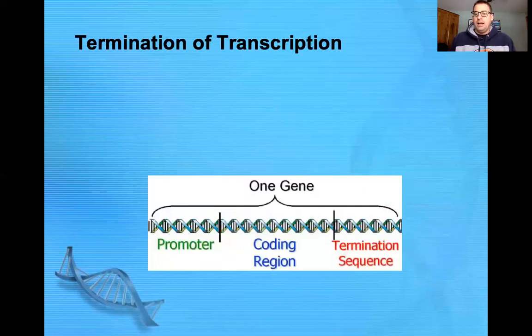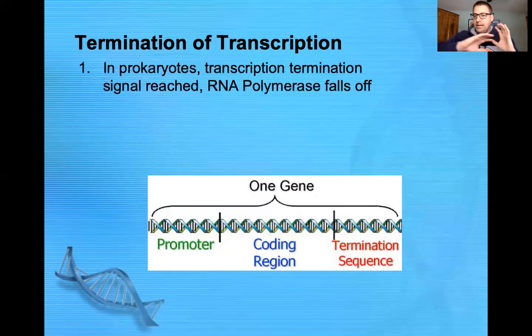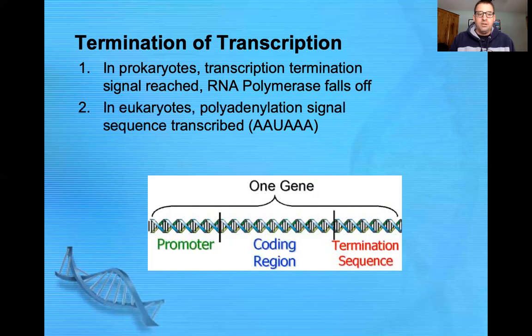Okay, now, what signals the end of transcription? How is it stopped, right? Because we don't want to transcribe the entire DNA molecule. We just want to transcribe this one particular gene. So in prokaryotes, there is a transcription termination signal at the end of the gene that is reached, and the RNA polymerase just falls off the DNA. Okay. In eukaryotes, there is what's called a polyadenylation signal sequence that is transcribed. Okay, so in the DNA, that's going to be TTA. It gets transcribed into AAA.